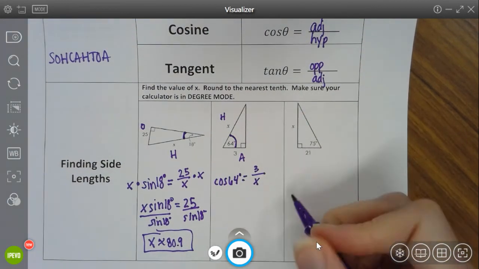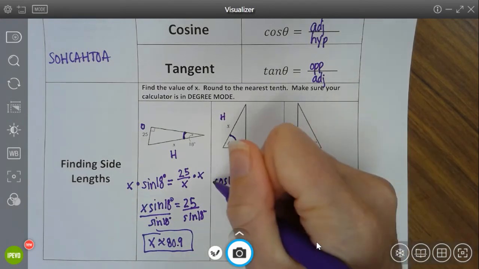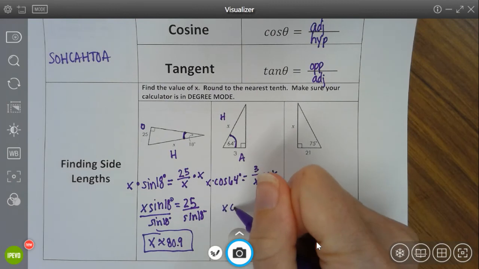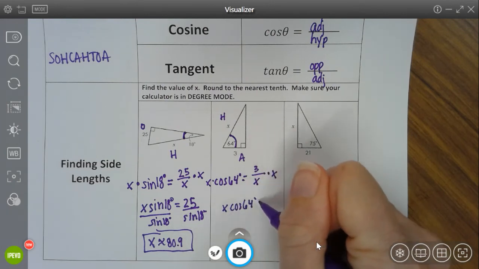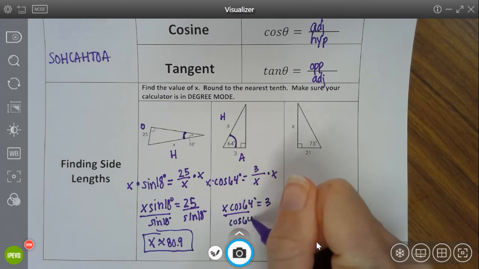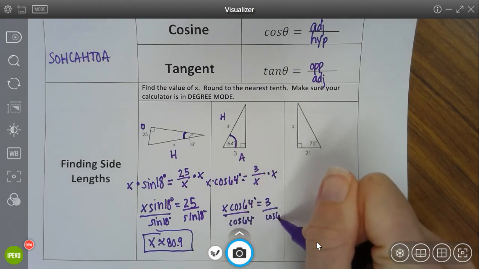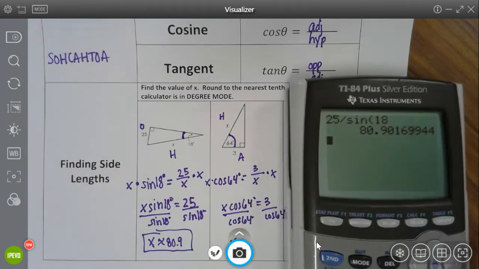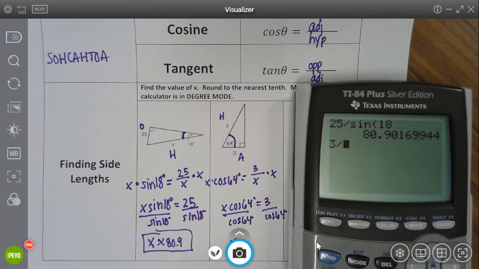Once again, my x is in the denominator. I'm going to multiply both sides by x. That gives me x cosine of 64 degrees equals 3. I'm going to divide both sides by cosine of 64. And again, to get my value for x, I'm just going to go back to my calculator. 3 divided by cosine of 64. Press enter. Again, I get a screen full of numbers. We want to round to the nearest tenth, so we're going to go 6.8.